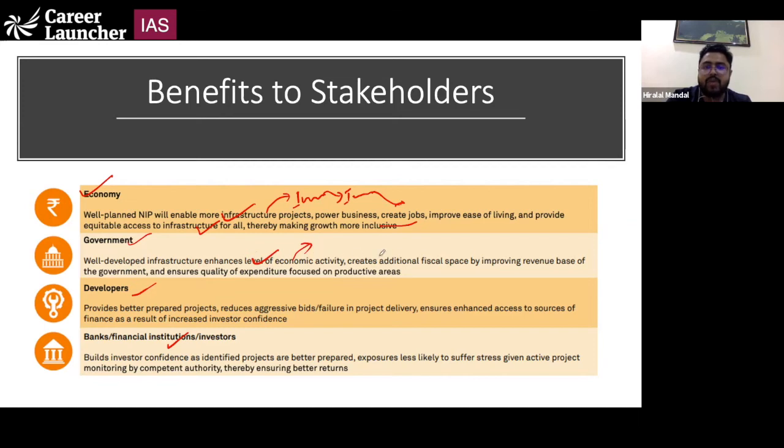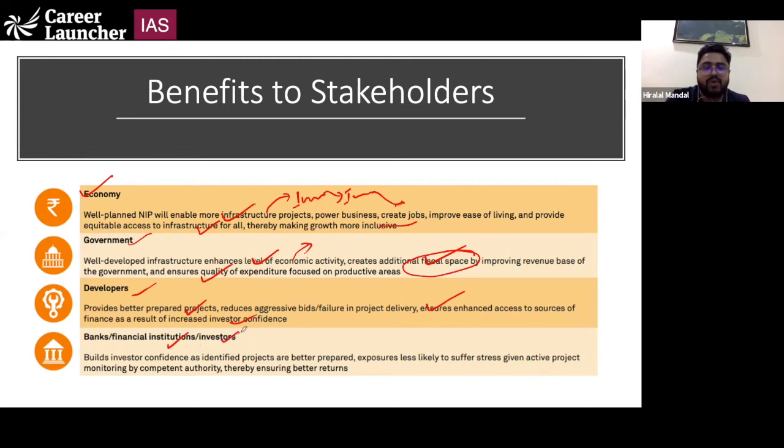This will create more space for fiscal policy for the government of India. As a result, the government of India can emphasize the quality of expenditure. The developers will also benefit under this program, as they will have access to finance, and it will help in increasing investors' confidence in the economy.